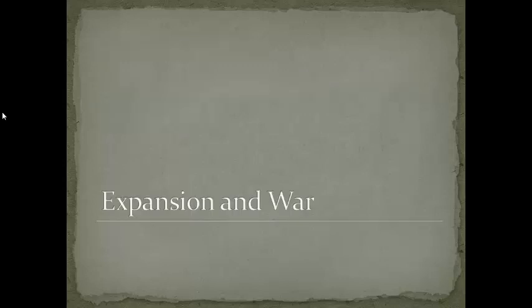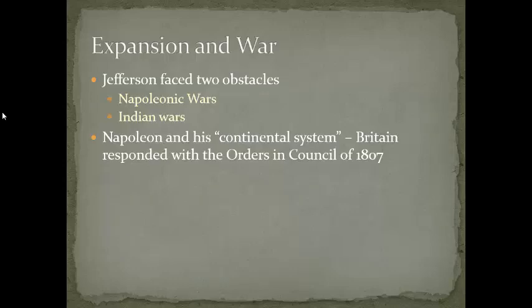All right, let's talk about the upcoming war. In his second term, Jefferson is going to face two main obstacles. He's going to deal with fallout from these continuing Napoleonic wars between France and the rest of Europe. And he also has to deal with Native American matters back here in the United States. So let's talk about Napoleon first. Napoleon is engaged in war with the rest of Europe.